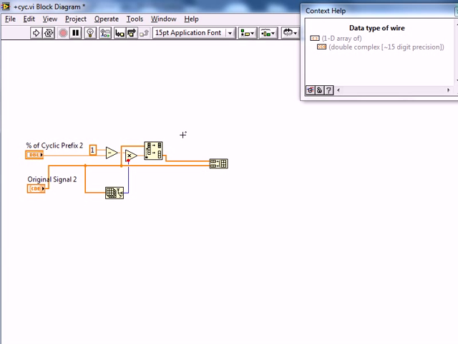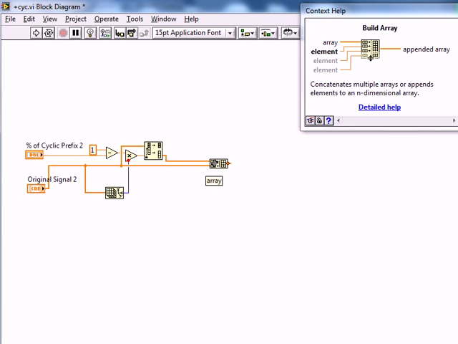And so what we need to do is take 1 minus that percentage, which would give us 75%, and then when we multiply that by our original signal, we're effectively going to be breaking it at the 75% mark, and the last 25%, which is what we want, will come out of the split array function, and we place that at the beginning of our original signal.